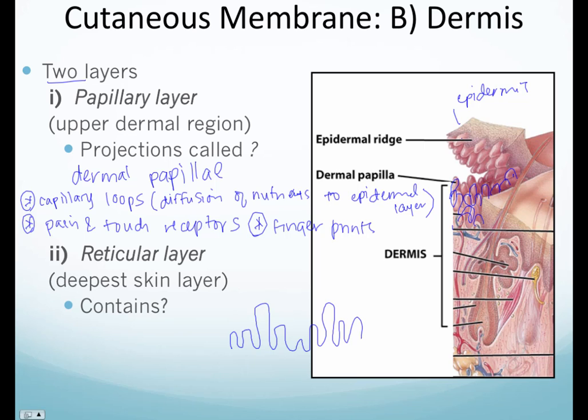Now below this layer, much deeper, this bottom layer here is going to be our reticular layer, and this will contain our sweat and oil glands and also deep pressure receptors.